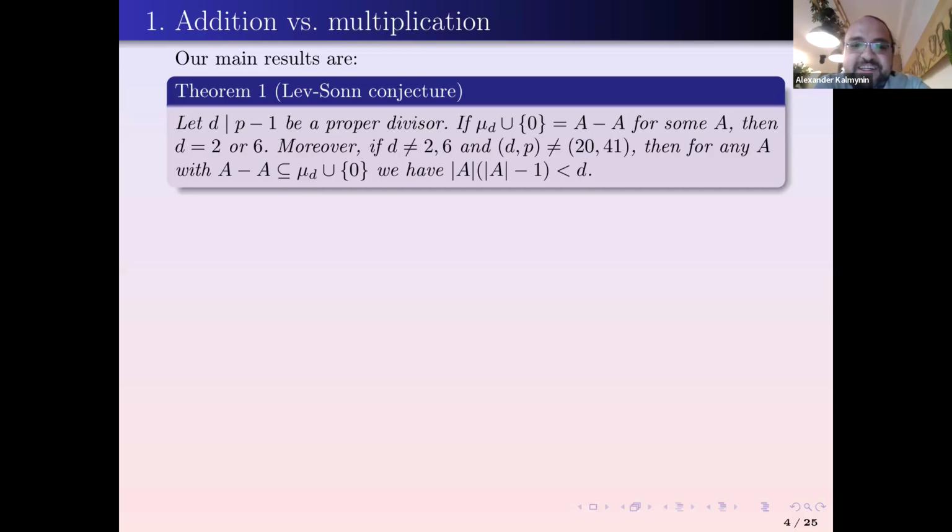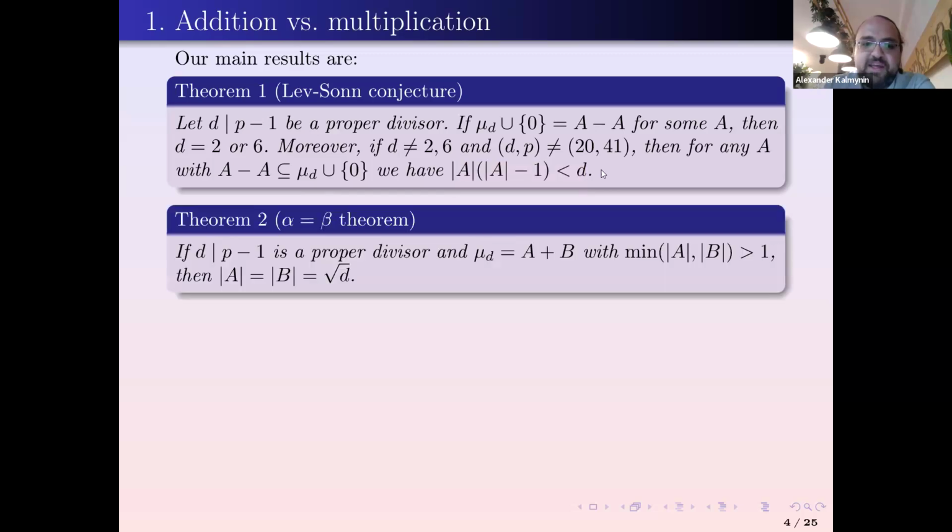And if D is not 2 or 6, and the pair (D, P) is not (20, 41), then for any A with A minus A in our subgroup with 0, we have the following inequality. So not only is our subgroup not a difference, it is not a difference due to element count. Okay, the second theorem is what I call the alpha equals beta theorem. About the Levson conjecture, I will speak about it if I have time at the end.